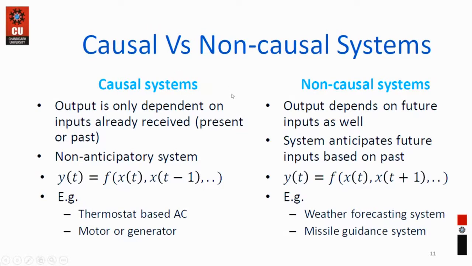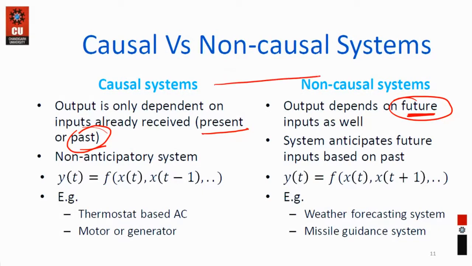So what is causal? If you see, a causal system is one which depends upon the present or past. But if it depends upon the future as well, it is a non-causal system. On the other hand, there is a difference between a dynamic system and a causal system. Dynamic depends upon past as well as future, but a causal system depends only and only on past or present. It doesn't depend upon the future, but a non-causal system may have the future as well.